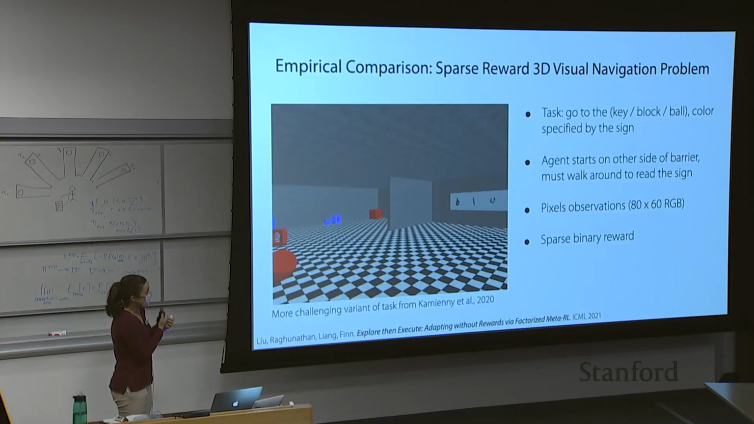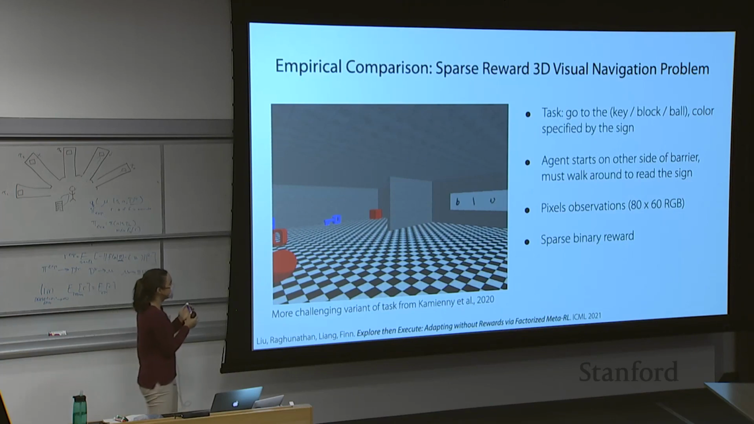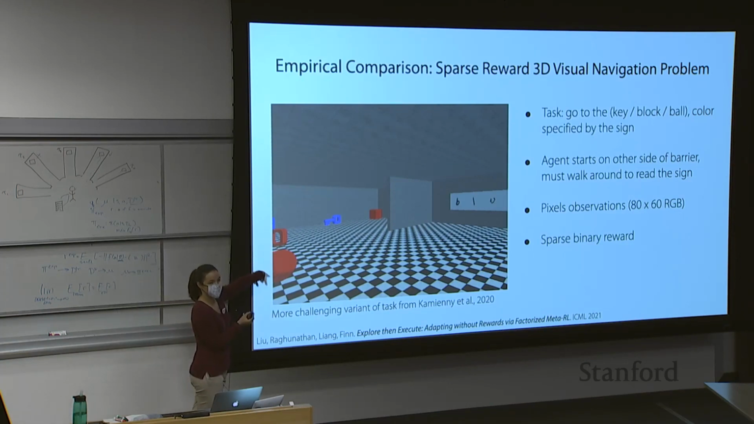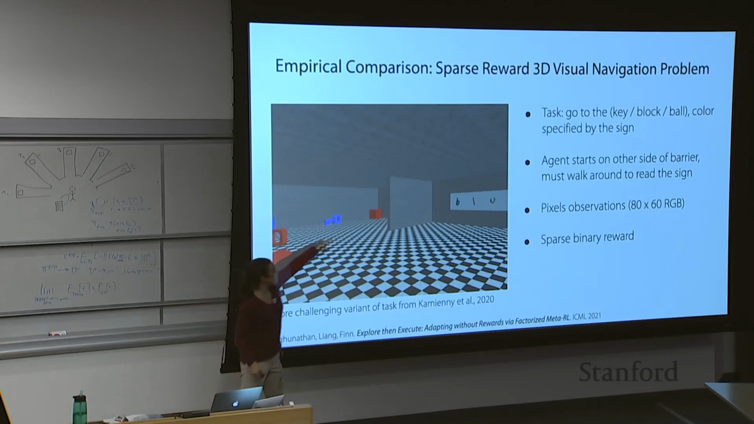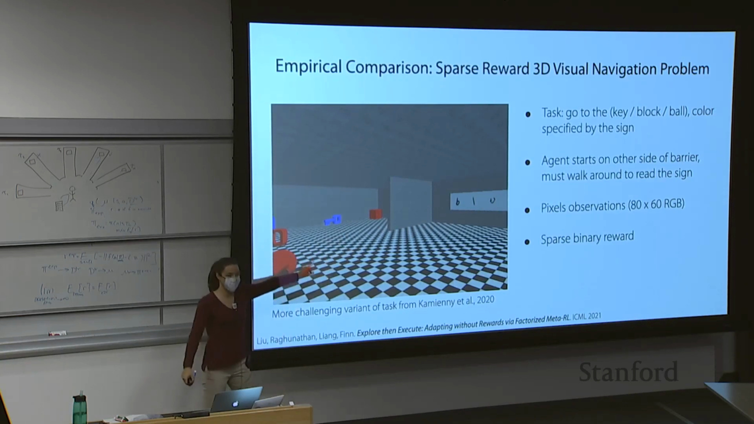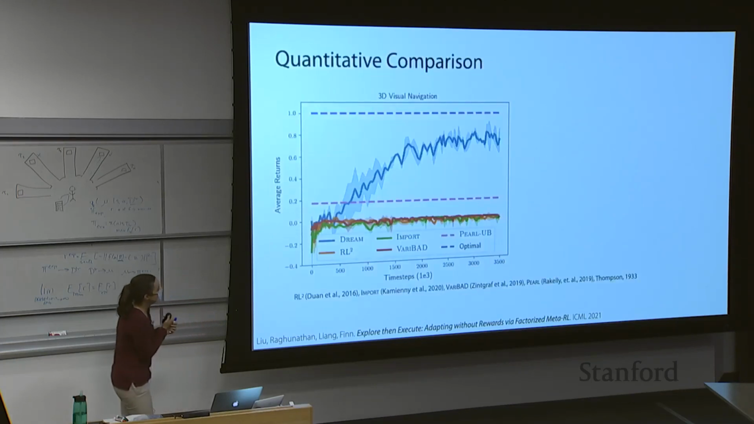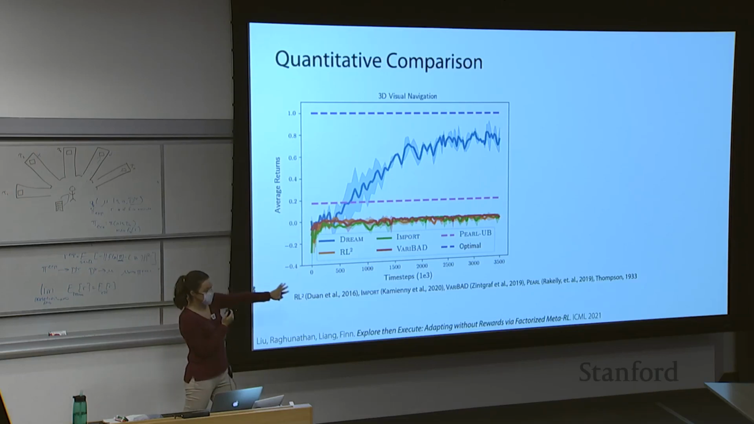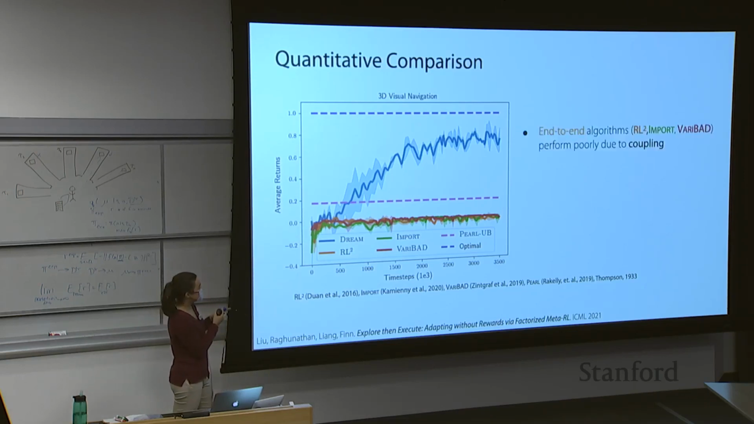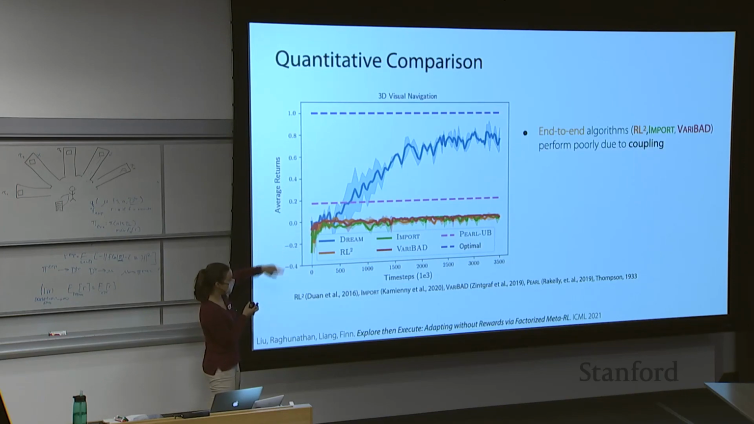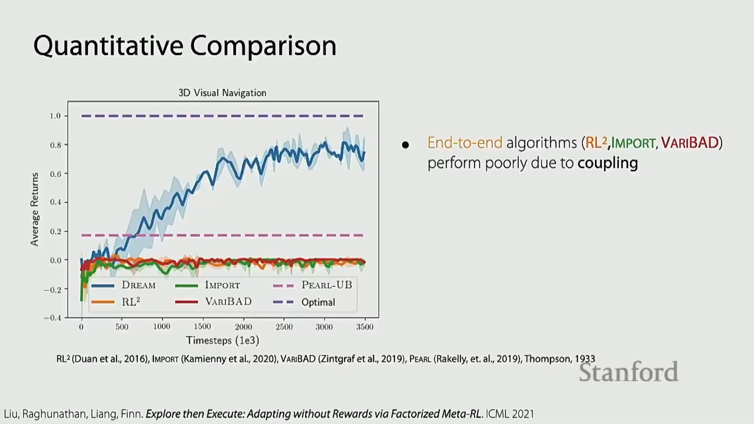You can also empirically compare these different approaches. In this example, different tasks correspond to going to different objects. The agent starts behind the wall, and the optimal thing is to go around the wall to read the sign to figure out the color of the correct object, and then go to the correct object. All of it's from pixel observations and sparse rewards, so it's a pretty challenging problem. And if we look at the average return as a function of meta-training experience, we see that the end-to-end approaches shown in yellow, green, and red all do very poorly because it's really hard to learn exploration and execution together.